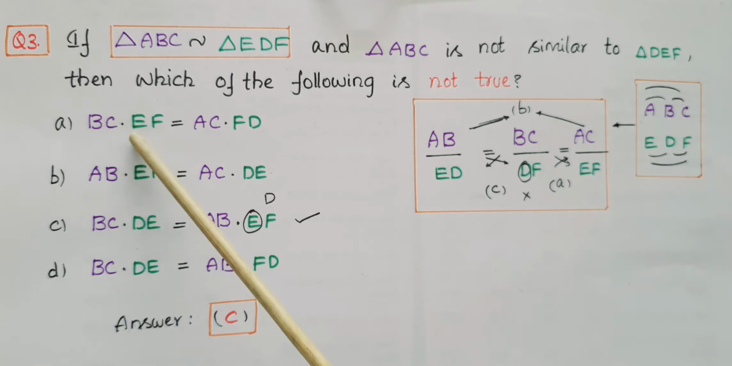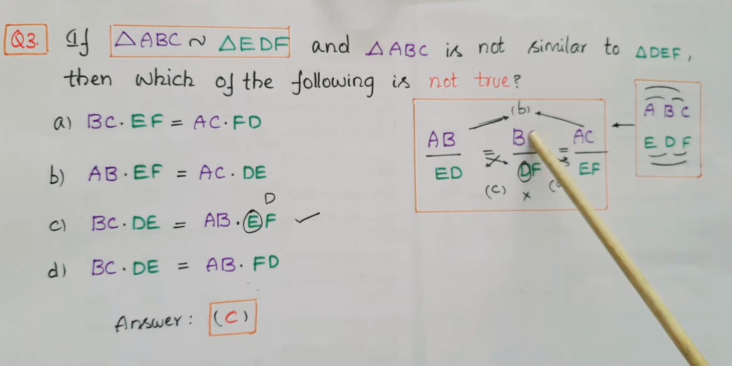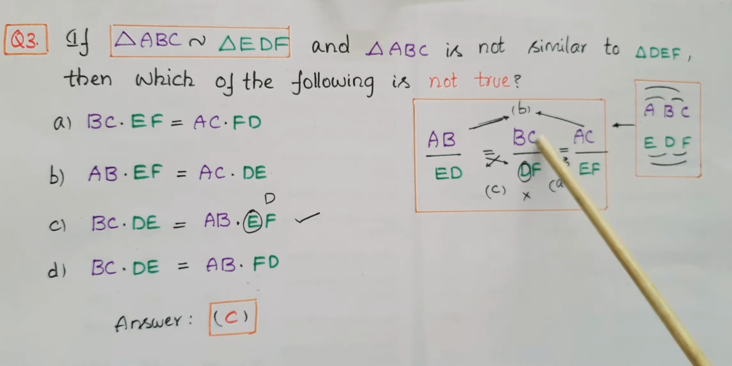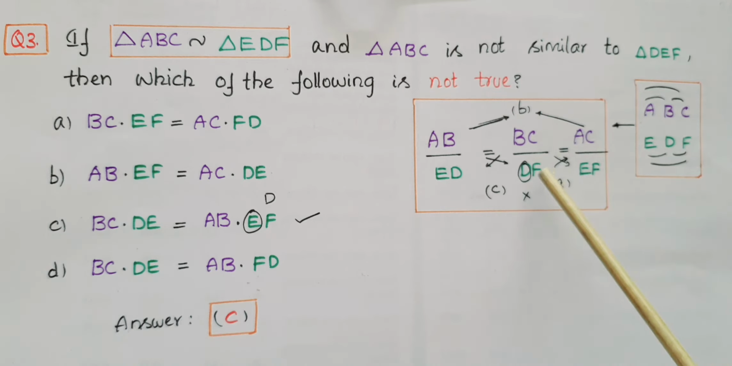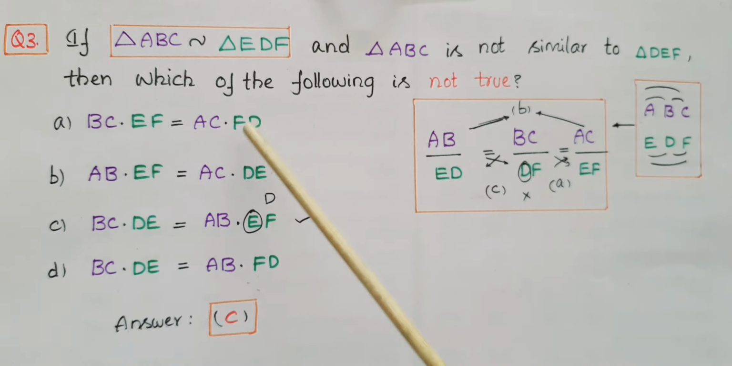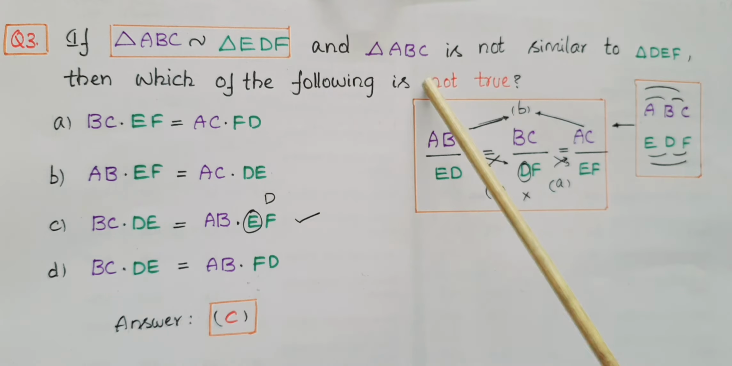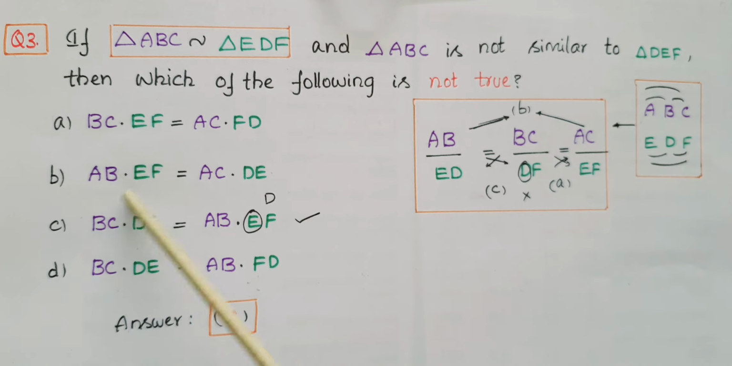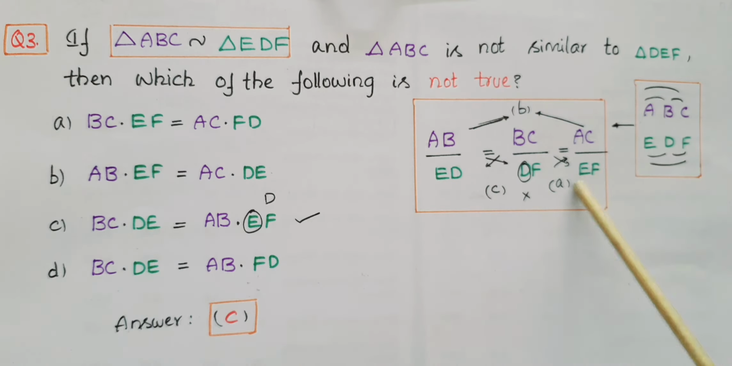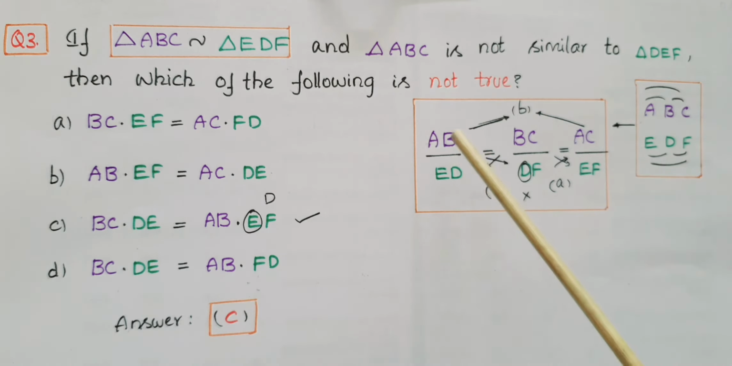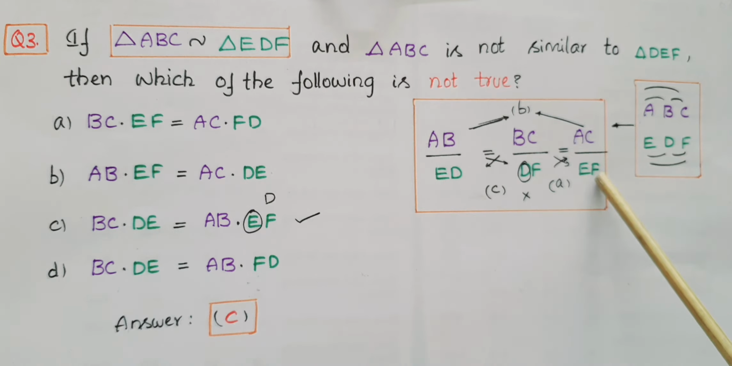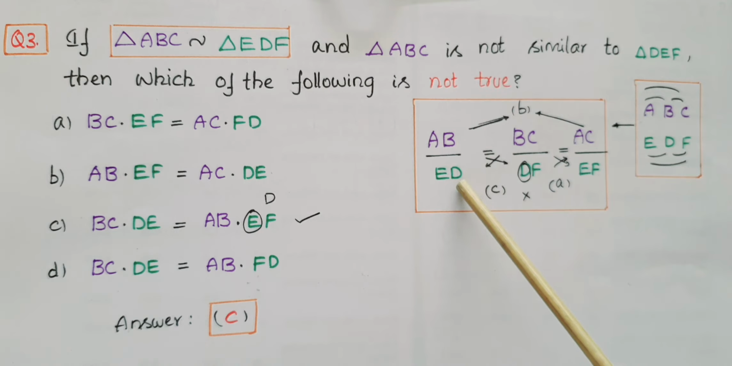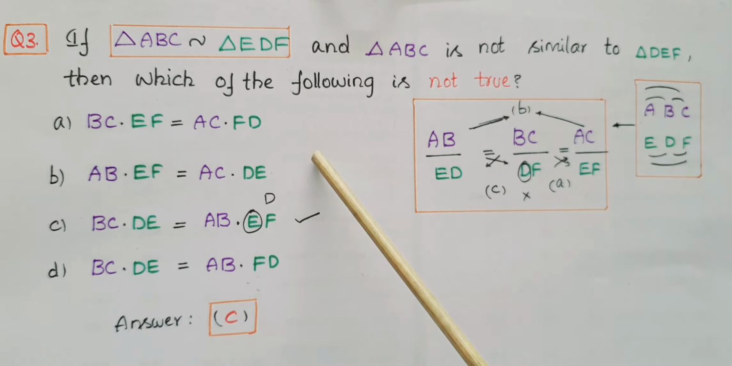First one is BC into EF. So check here, BC is here, so BC into EF, if you cross multiply these two, then BC into EF is equal to AC into DF or FD. So this is correct, but here we have to take the option which is not true. Second one is AB into EF. So this is first option A, then AB into EF. So AB into EF is here. So AB into EF is equal to AC into ED or DE. So second option is also correct.